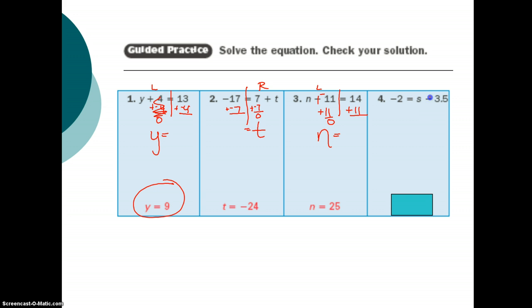Number 4, add the opposite. This is a negative 2. The variable is on the right, so we need to move the negative 3.5. We can do that by adding a positive 3.5. Right side will cancel the numbers out. You're left with s. Negative 2 plus 3.5. Please do the work. Positive 1.5 equals s.